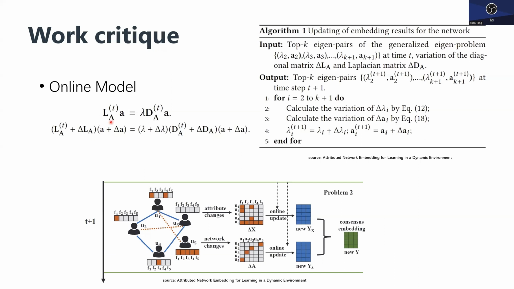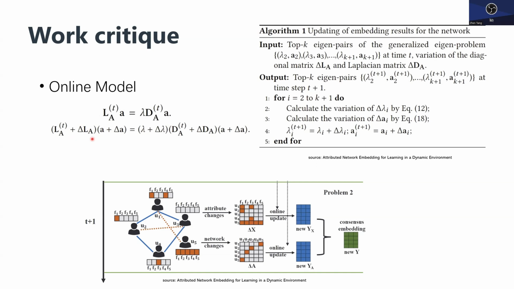Here, LA represents the Laplacian matrix of matrix A, and DA represents the diagonal matrix, where each diagonal entry is the summation of that row. And A represents the eigenvectors. We can easily calculate the changes of Laplacian matrix delta L and the changes of diagonal matrix delta D based on the original matrix. And we can substitute the changes into this formula to get the second equation.